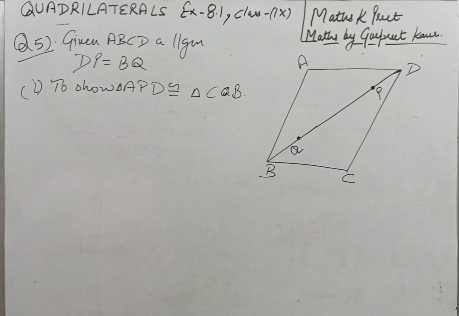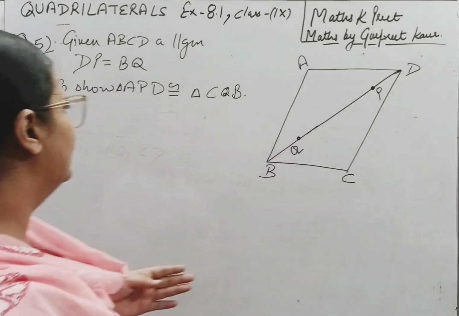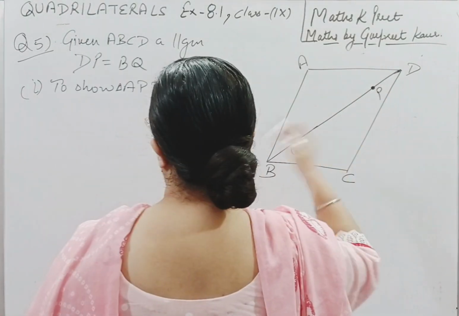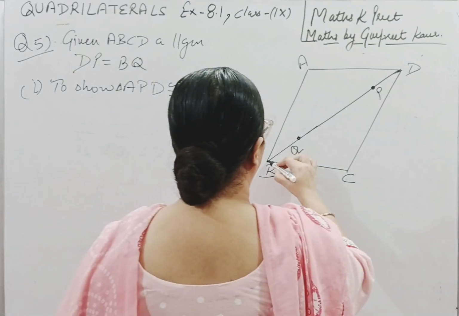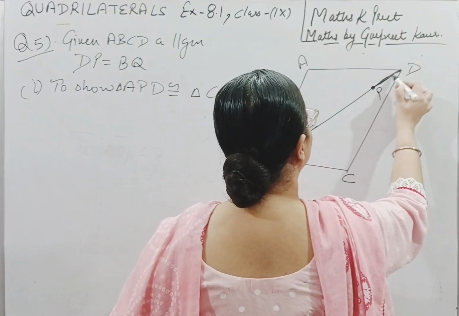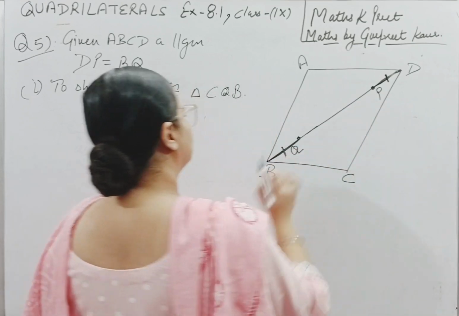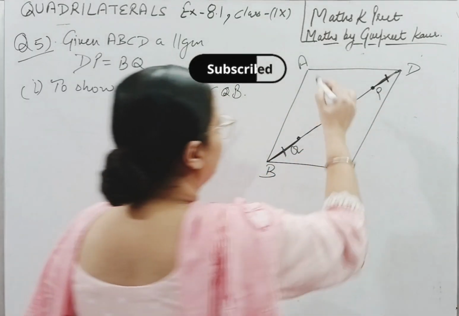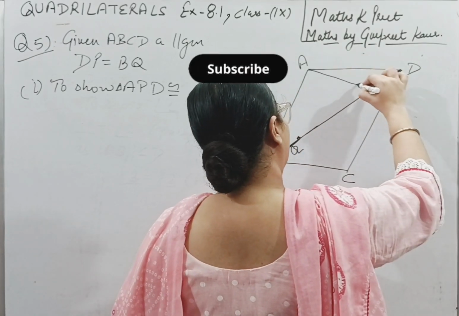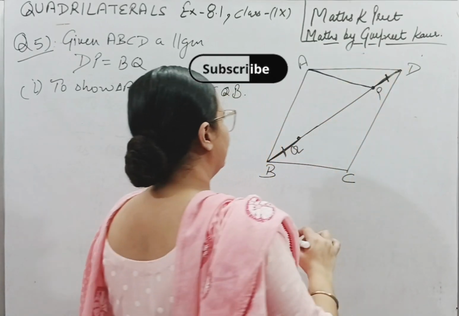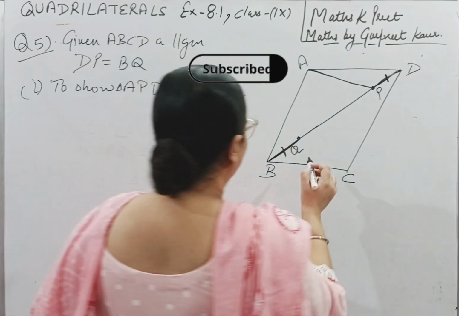So this is question number 5. The figure is given to us. ABCD is a parallelogram and P and Q are points on the diagonal BD such that BQ is equal to DP. These two are equal; we can mark the sign. Fine. To show that triangle APD, which triangle APD? So I have not drawn the complete figure. I have just drawn the parts that I need in part number 1.